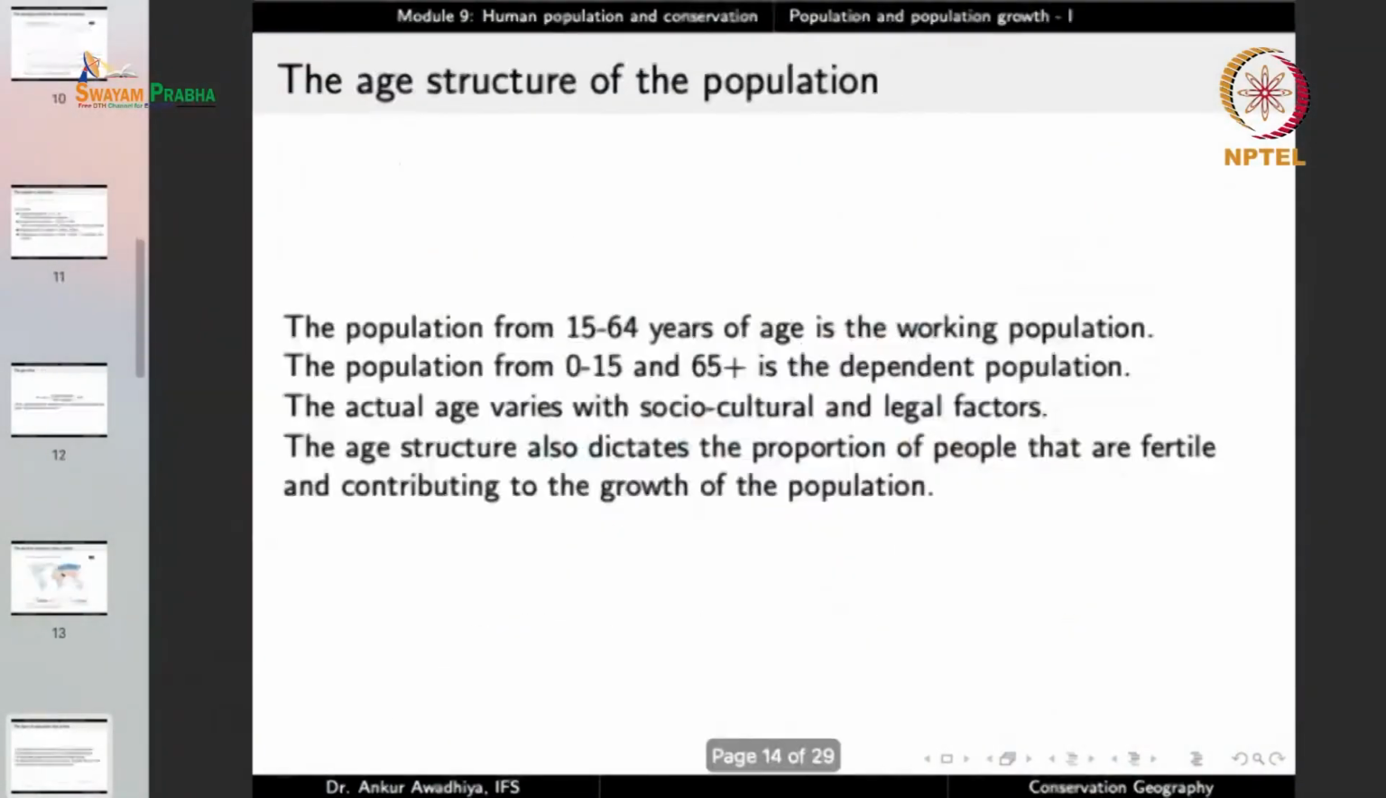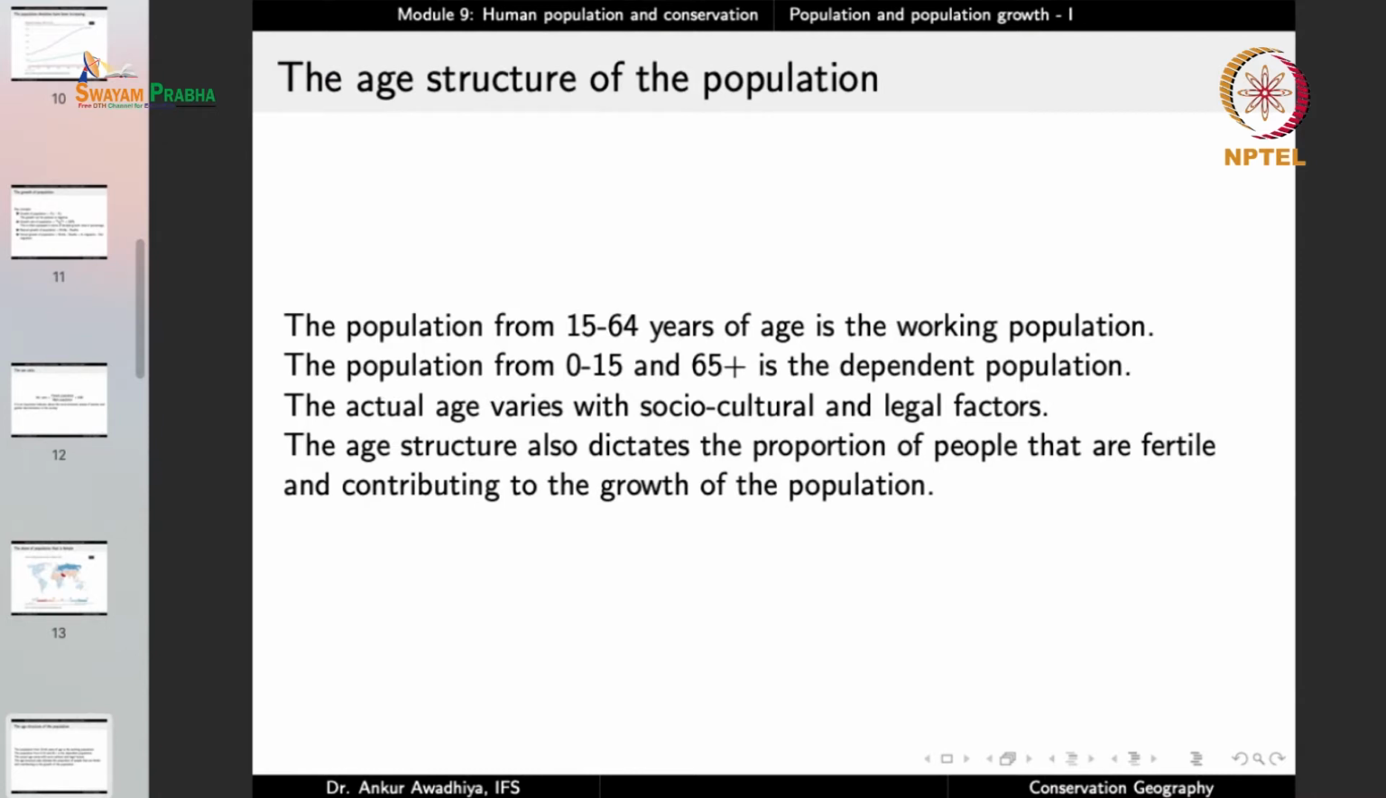So, by looking at the percentage of population that is female, or by looking at the sex ratio, we can have certain ideas about the economic and the socio-economic development of the particular societies.